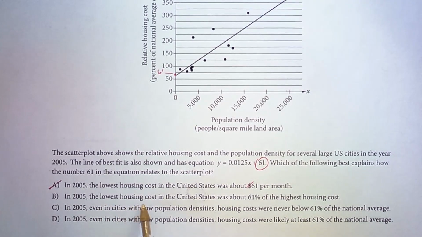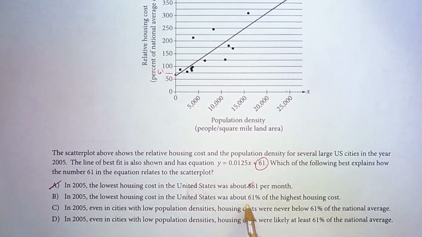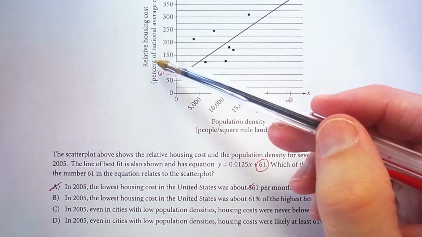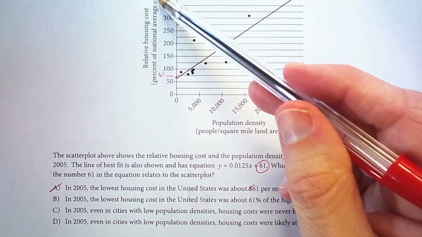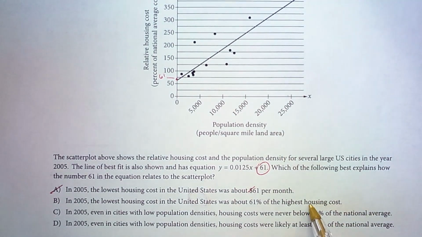B: In 2005, the lowest housing cost in the United States was about 61% of the highest housing cost. Okay, at least we have a percent here, but percent of the highest housing cost is not correct because it's percent of the national average housing cost, not the highest.